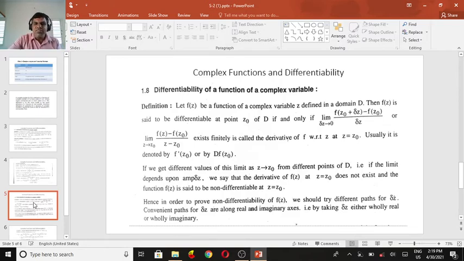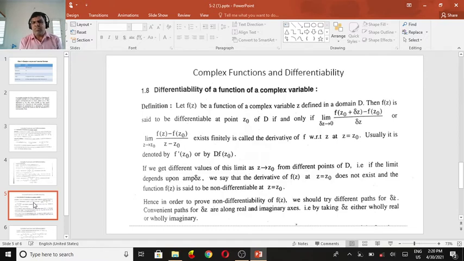Or limit z tends to z naught, f of z minus f of z naught divided by z minus z naught, exists finitely, is called the derivative of f with respect to z at z equal to z naught. Usually it is denoted by f dash of z naught. This is the same as in the real form. If f of z is a function of a complex variable, then if we take the limit z tends to z naught of f of z minus f of z naught divided by z minus z naught, this is called the derivative of f at z naught, usually denoted by f dash of z naught.